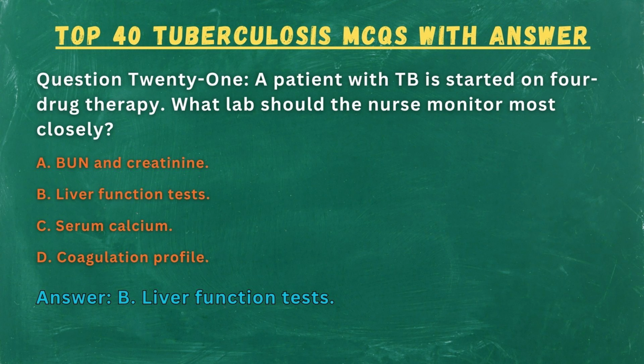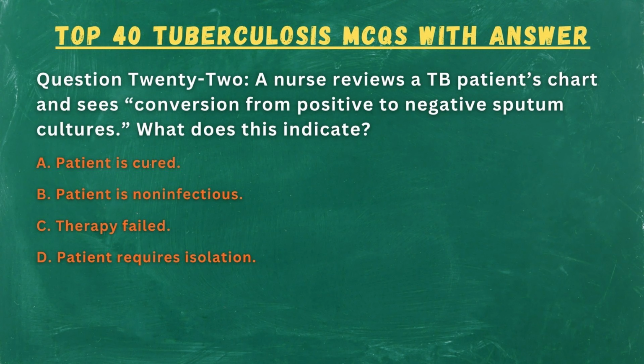Answer. B. Liver function tests. Question 22. A nurse reviews a TB patient's chart and sees conversion from positive to negative sputum cultures. What does this indicate? A. Patient is cured. B. Patient is non-infectious. C. Therapy failed. D. Patient requires isolation. Answer. B. Patient is non-infectious.